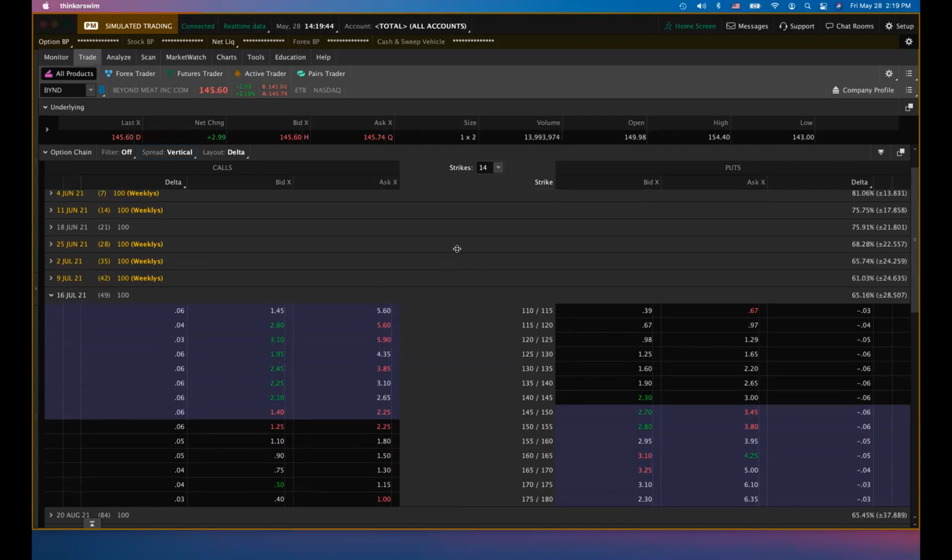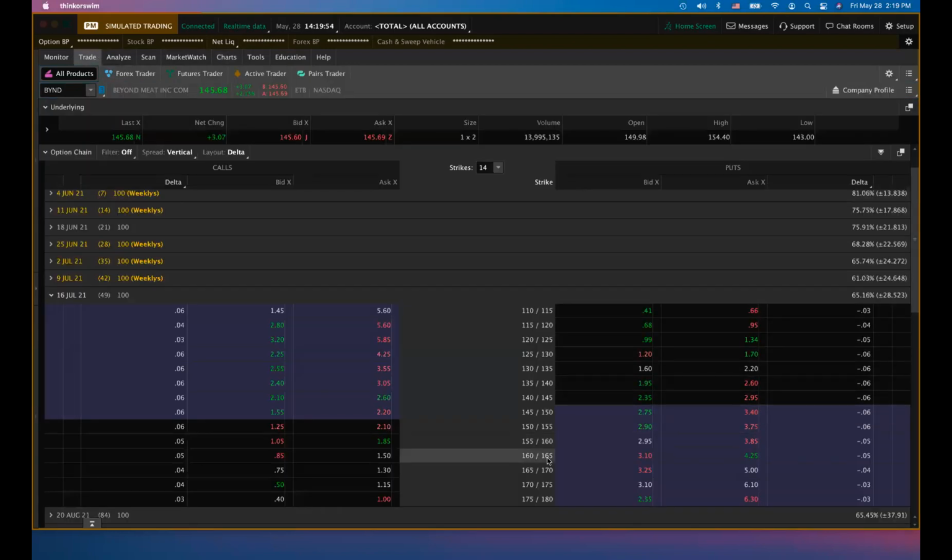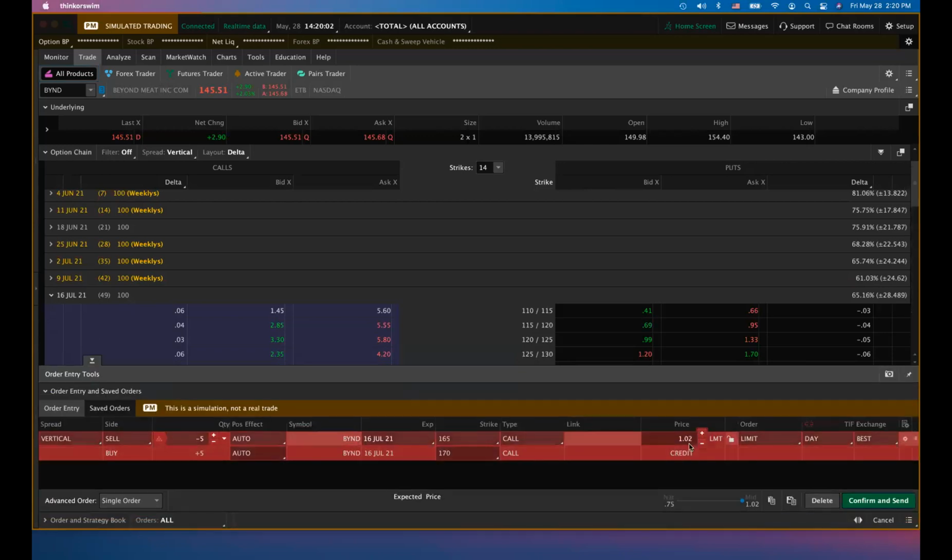So for a call credit spread, targeting the 160, 165 area, I can sell a spread at $1.02. I can get $1.02 credit, right? And that is for July 16. Some people do 0 DTE, 7 DTE, and so on and so forth.